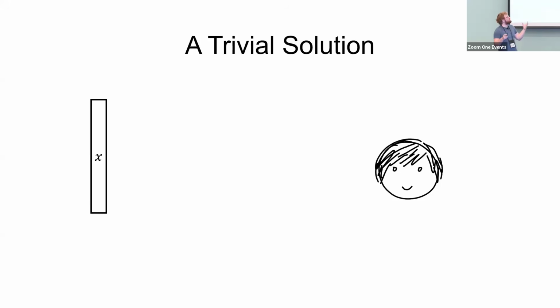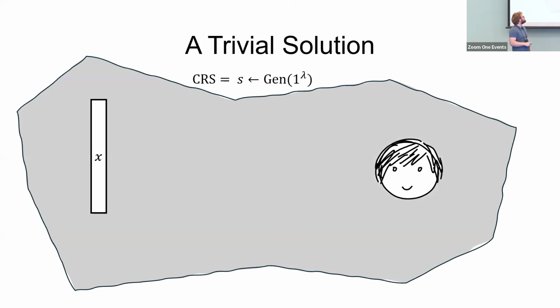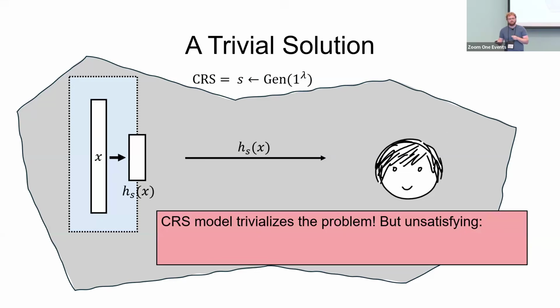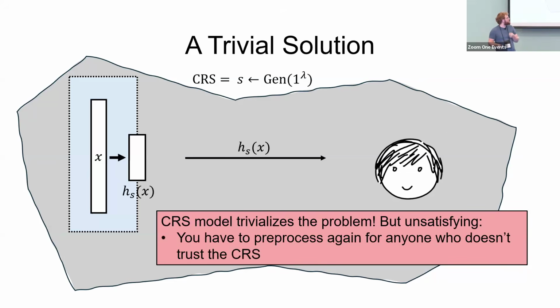You might note that there is a trivial solution to this problem in the CRS model. If the CRS already includes a hash seed, then the preprocessing can just compute the hash, and the online phase is just sending over the hash on its own. This is a trivial solution, but it's unsatisfying in the sense that for anyone who doesn't trust the CRS, you'd have to re-preprocess for each group of people that trusts an individual different CRS.